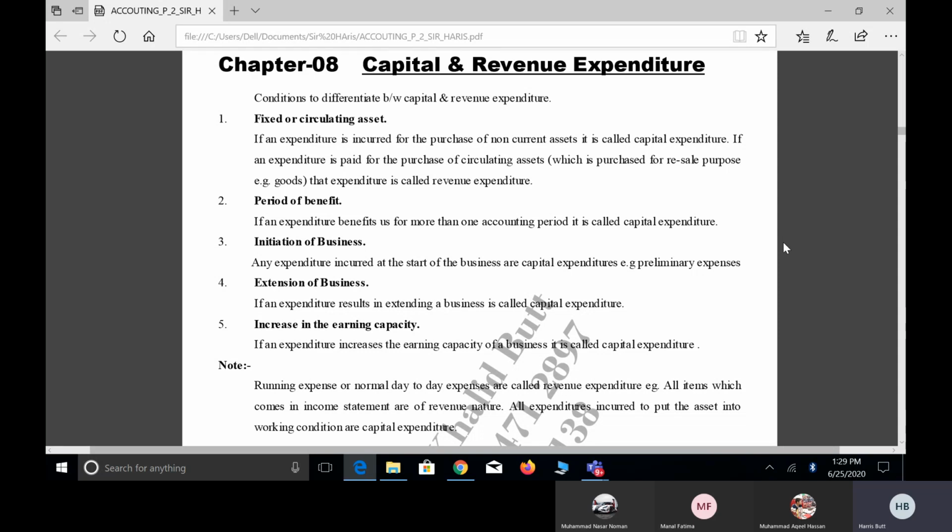It is not separated. Books of prime entry are not separate chapters, like sales journal and purchase journal separately. No, we will do it in a combined question, and that will make your concept very clear.